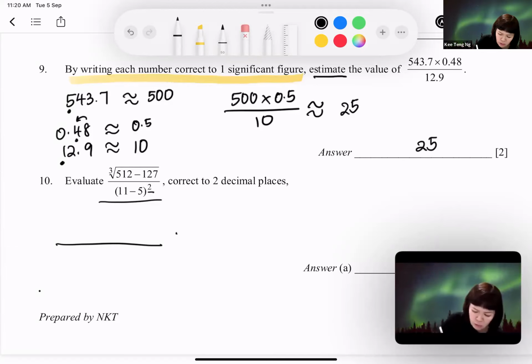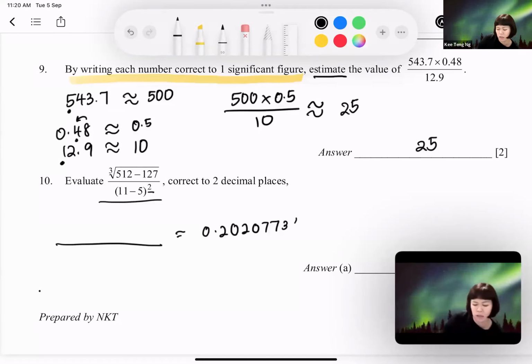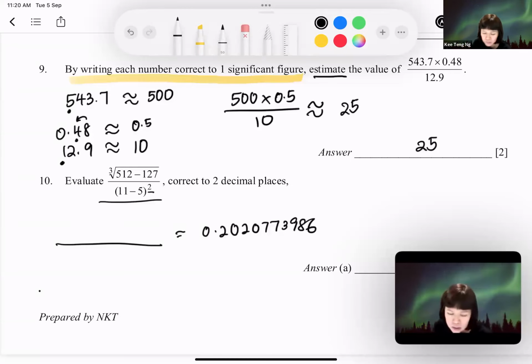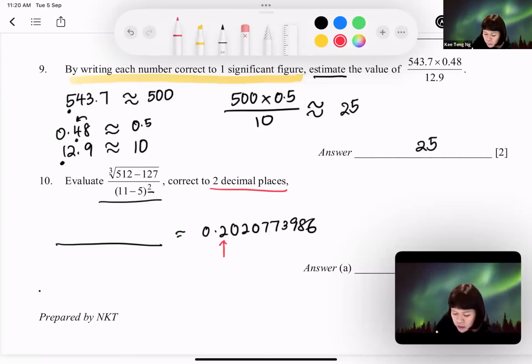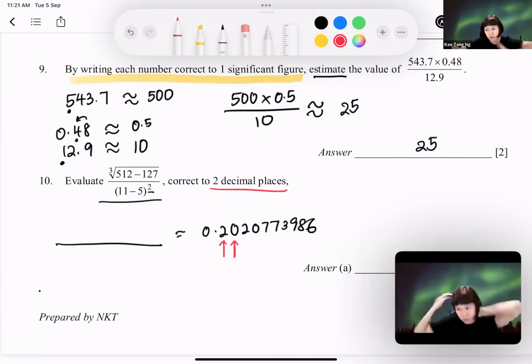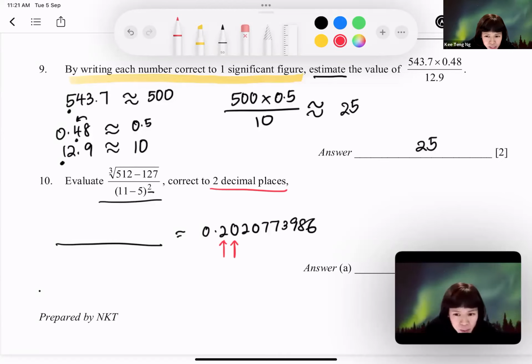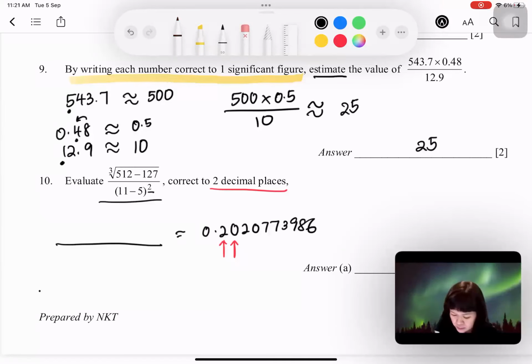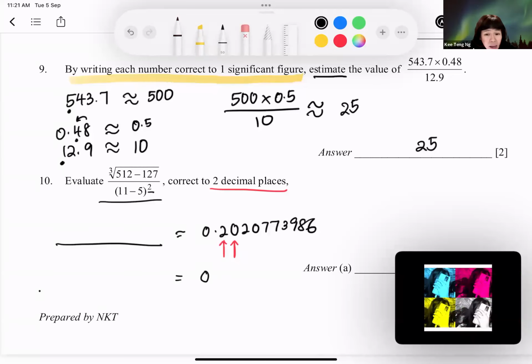The answer, I managed to get 0.2020773986. That's what I see on my calculator screen. They say round the number off to 2 decimal places. First decimal place, second decimal place. Let's take a look. Round up or round down? Anyone? Or maybe you can tell me the answer directly. Maybe I'll call Yanqing. Yanqing, what is this answer in 2 decimal places? Down. 0 point.